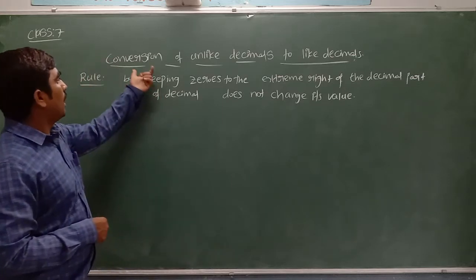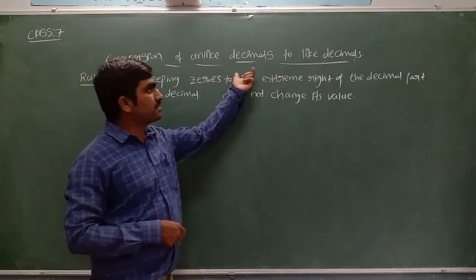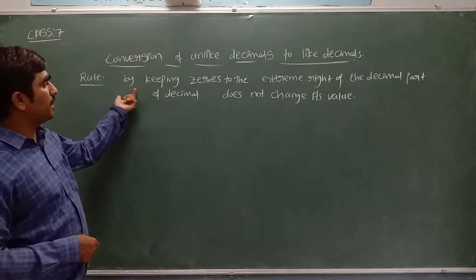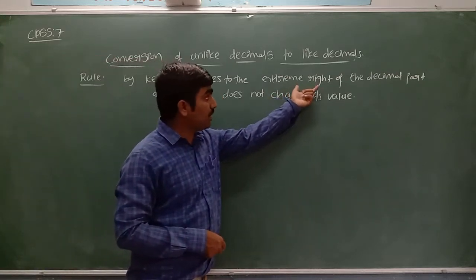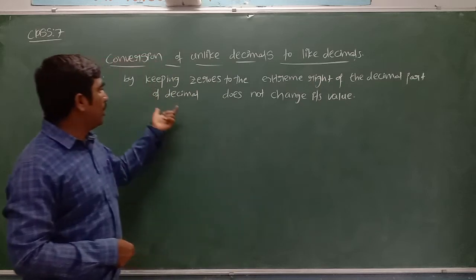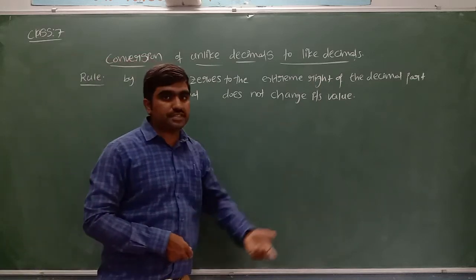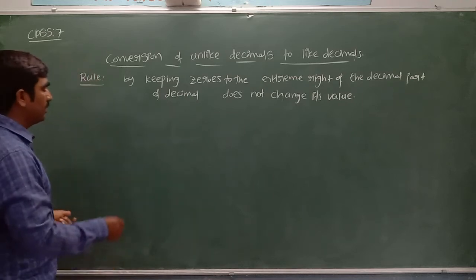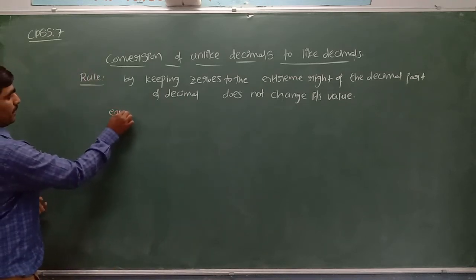Now let's see how we can convert unlike decimals to like decimals. We have a rule: keeping zeros to the extreme right of the decimal part of a decimal does not change its value. Let's see the meaning of this rule. Let me take one example.